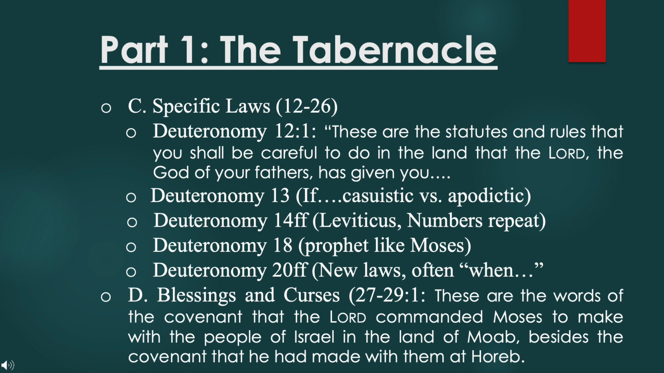In chapter 27, we have a transition all the way through the end of chapter 29. Really, chapter 29, verse 1 in the English Bible is the end of chapter 28 in the Hebrew Bible, and serves as a summary. These are the words of the covenant that the Lord commanded Moses to make with the people of Israel in the land of Moab, besides the covenant that he made with them at Horeb.